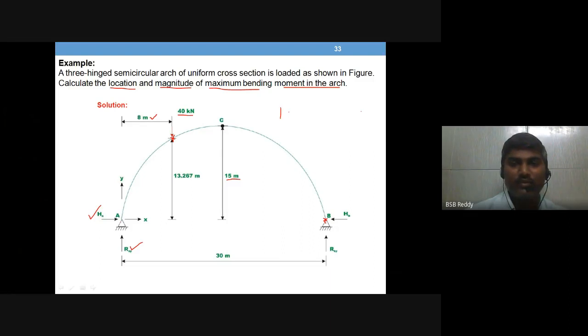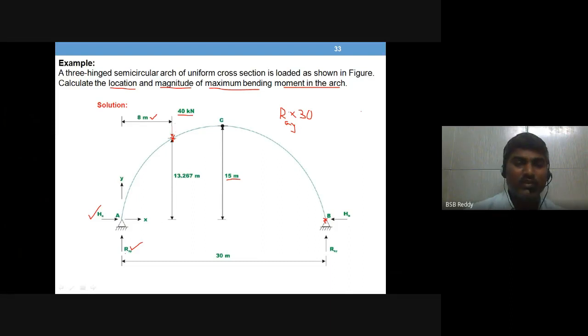So this is RAY into distance, which is 30 meters, and HA is going to pass through the point B. So HA cannot create moment at B. Then what else you have? 40 kilonewton load. So what is the moment caused by 40?